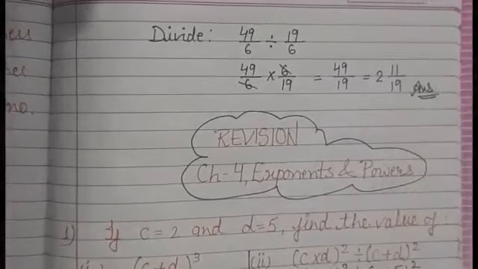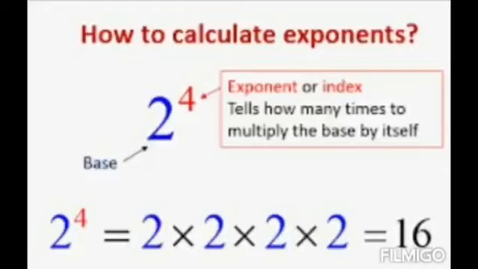Is it clear? Now come to chapter 4. Here you can see 2 to the power 4. 2 is called the base and 4 is called the exponent, or we can say index or power. Right? It tells how many times to multiply the base by itself. So that means here we are multiplying 2 four times. So 2 into 2 into 2 into 2 is 16.